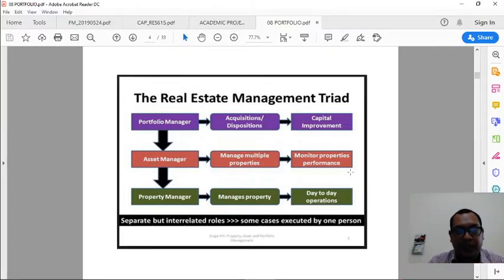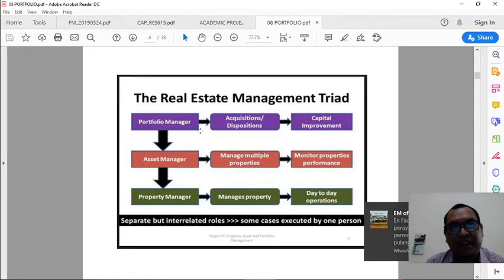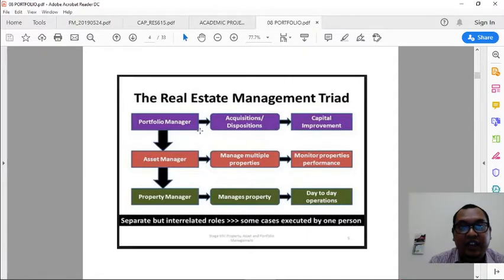Okay, other than that is the portfolio manager, acquisition and disposition, capital improvement. This is usually towards top level management, a step for you to get through the corporate ladder. For portfolio, maybe you manage the whole division of Tabung Haji Properties in Malaysia. Bigger than that, you manage Tabung Haji Properties in the whole wide world, in Saudi Arabia, in Malaysia, in Indonesia, in the United Kingdom and so on.